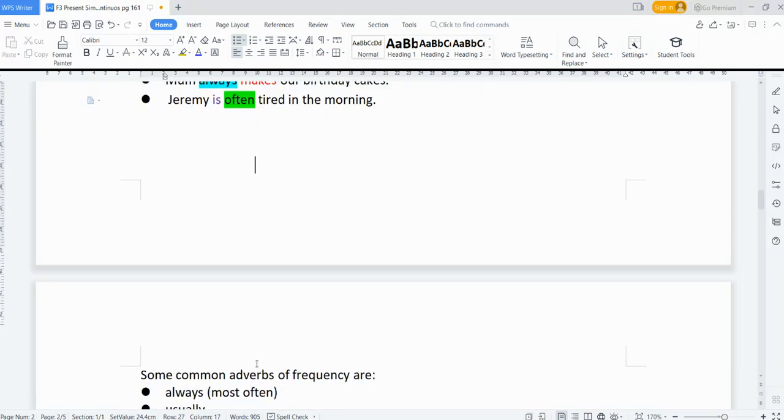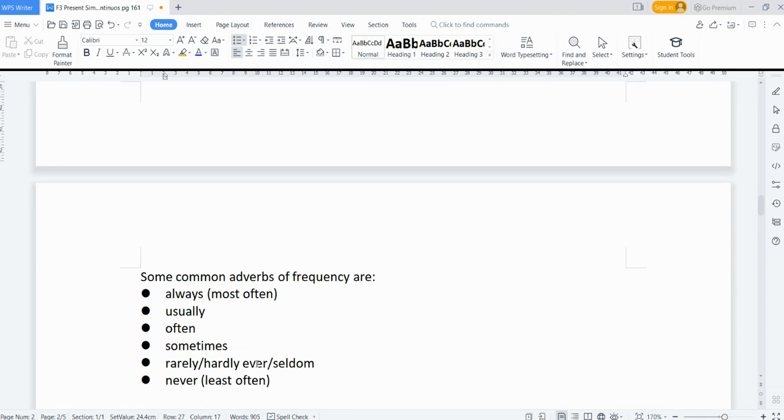Okay. Next, we look at some common adverbs of frequency: always, usually, often, sometimes, rarely, hardly ever, seldom, and never. Okay, the first one is the most often, yang paling selalu berlaku. Okay, the last one is never, the least often, yang paling sedikit berlaku. Okay, so that's all for the first video.